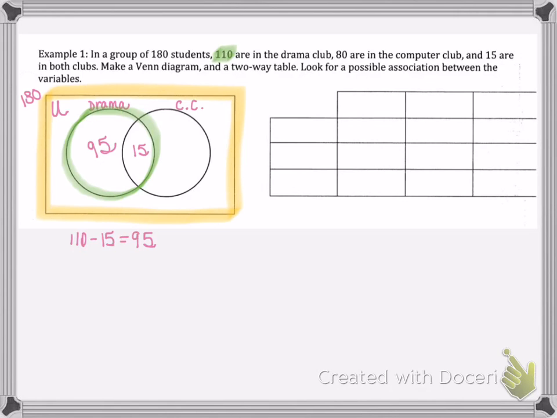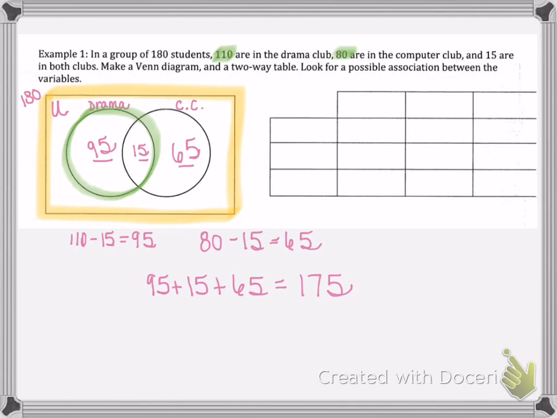We'll do the same thing for computer club. We were told there were 80 involved there. We already have placed 15 of those 80, so we're taking 80 minus 15 to get a total of 65. That means 65 students are in just computer club. And the last thing we want to do is add up these 3 values, 95, 15, and 65, and get our total. This total is 175, which means we have 5 kids that were not placed. That means that of the 180 students that were surveyed, there were 5 students that are going to be floating in the box. They were not in drama and not in computer club.